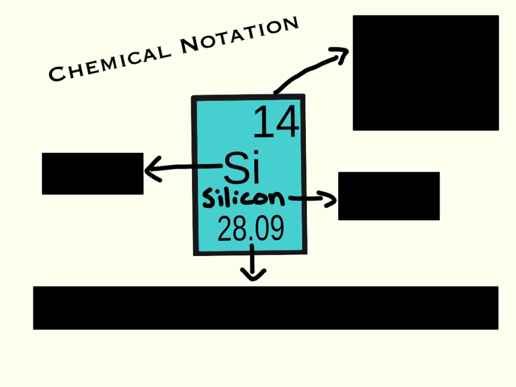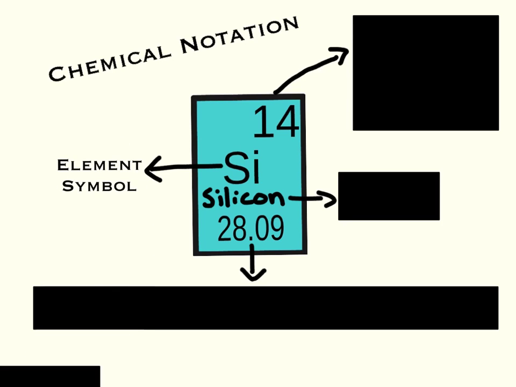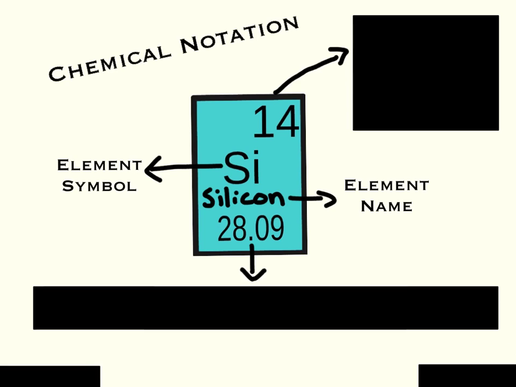First off, we will have the element symbol, usually one to two letters. We would also have the element's name written somewhere around it. So we have the symbol and the name. Typically they look similar, like the Si from silicon, but other times, depending on the letters used, that doesn't always work out.